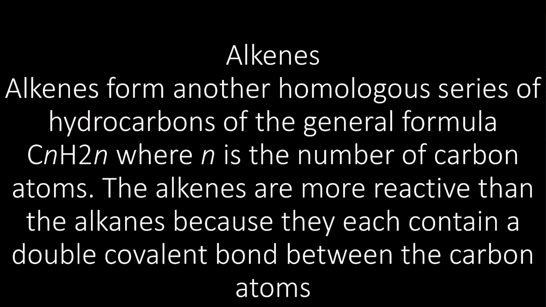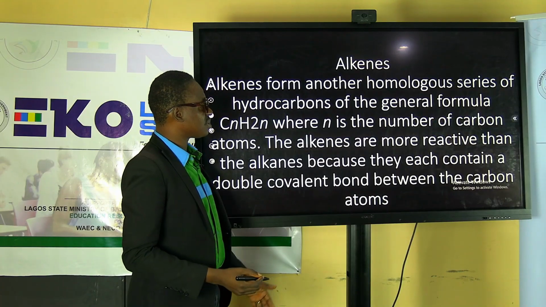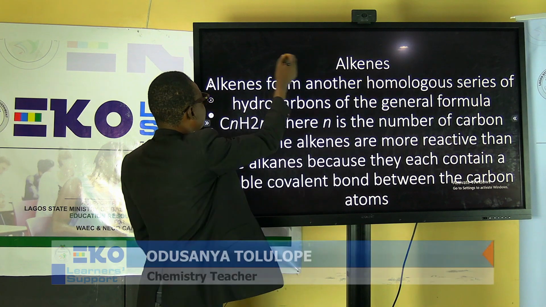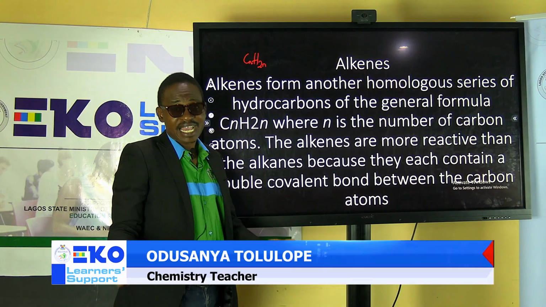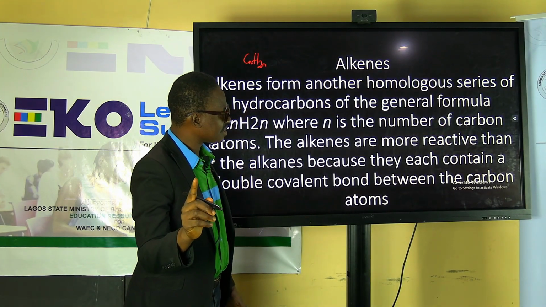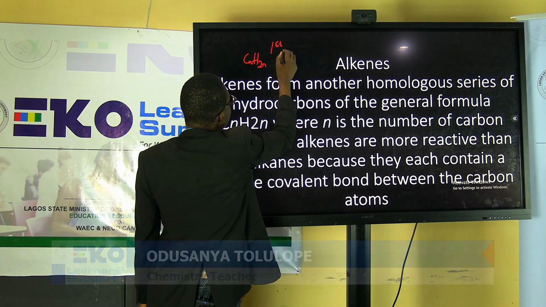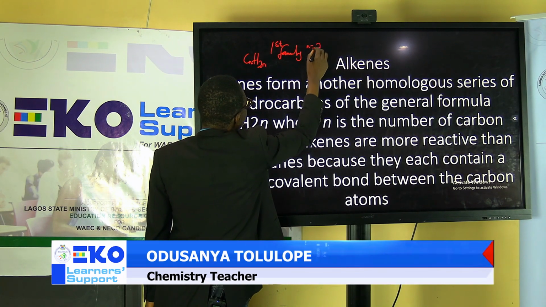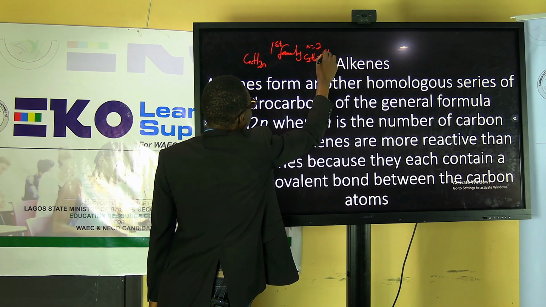Alkenes. You need to understand that they are a homologous series of hydrocarbon with the general molecular formula CnH2n, where n can be any whole number, but not one. The first member of this family is when n is 2, and that will be C2H4.